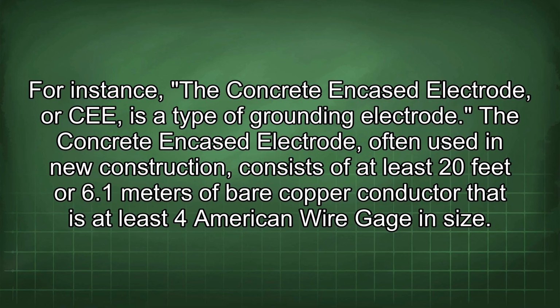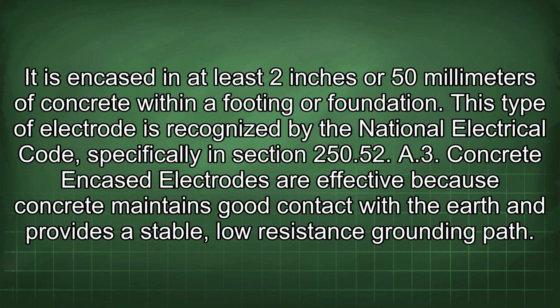The concrete encased electrode, often used in new construction, consists of at least 20 feet or 6.1 meters of bare copper conductor that is at least 4 American wire gauge in size. It is encased in at least 2 inches or 50 millimeters of concrete within a footing or foundation. This type of electrode is recognized by the National Electrical Code, specifically in Section 250.52(A)(3).